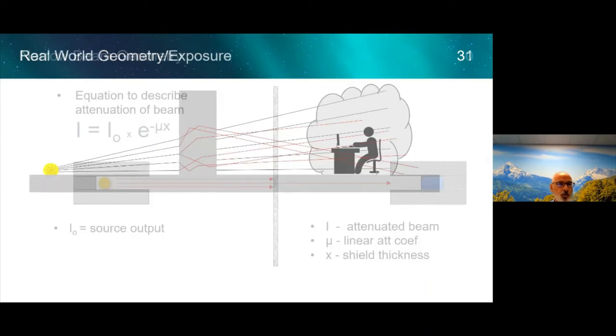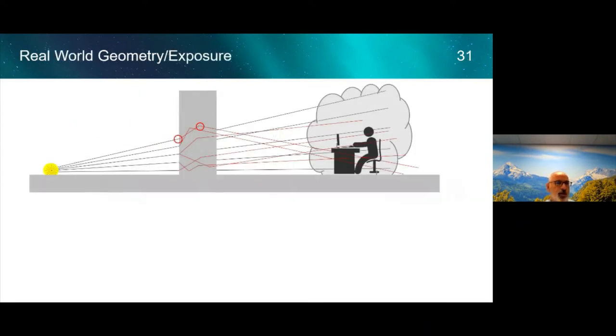What happens in the real world is not replicated. Our simple narrow beam geometry doesn't really describe what happens in the real world. So if you look at the very top ray here, the ray highlighted in yellow, if it was undeviated, if it transmitted through the shield without any interactions whatsoever, it would clearly go above the person who sat at the desk. It'd go above the head and it wouldn't cause them any exposure at all.